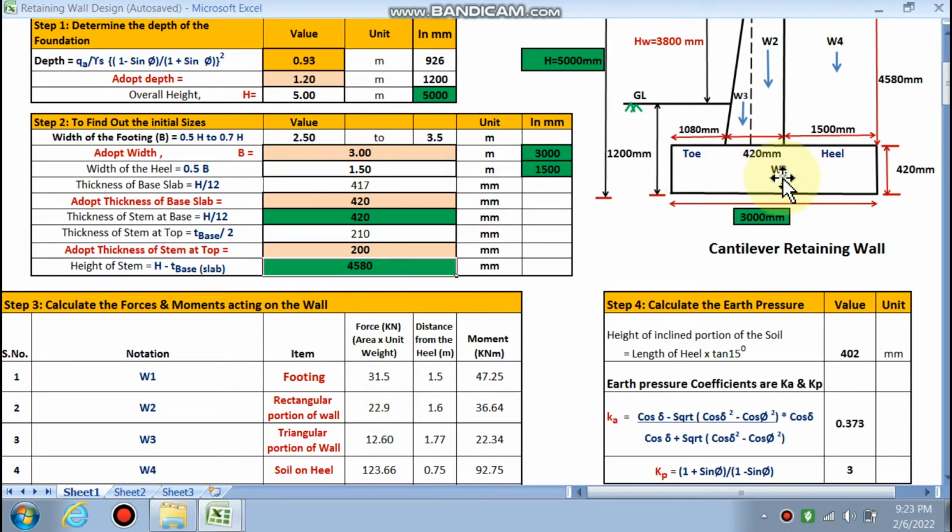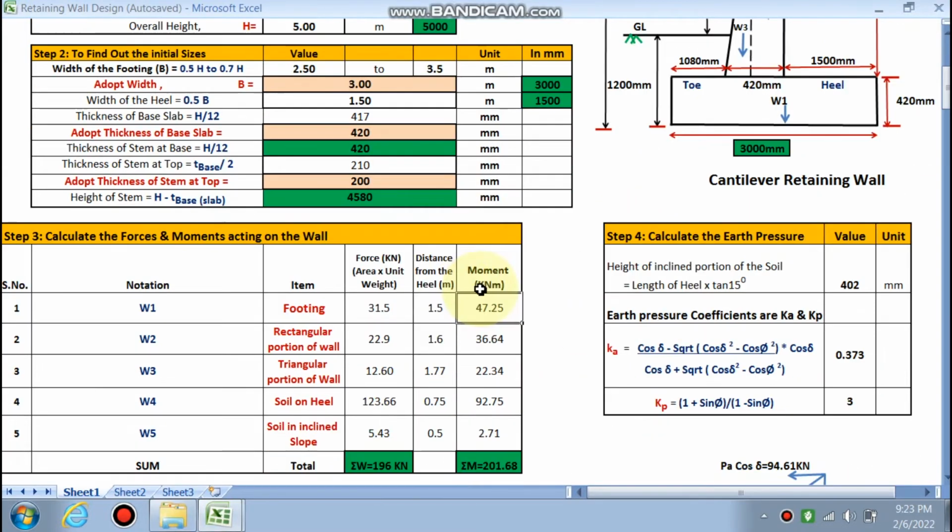So CG from the heel, we have to take the distance. So for W1, how do we calculate the force? This is the area. Force is area into the unit weight, right? So area is this length 420 into the unit weight of concrete, 25 kN per meter cube, and the distance from the heel, you have to take the distance always from the heel. This is 1.5 meter, this total 3 meter by 2, 1.5 meter. So the moment is force into perpendicular distance. So we have calculated the force and the moment, right?